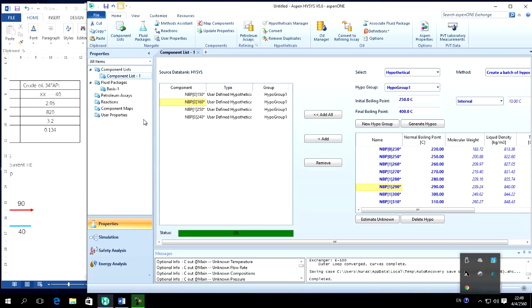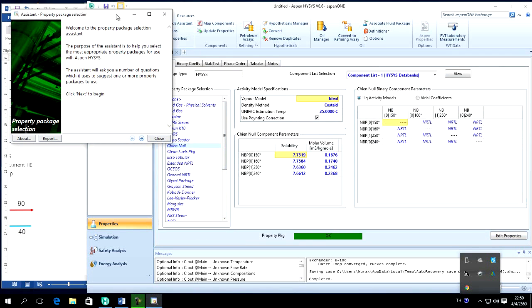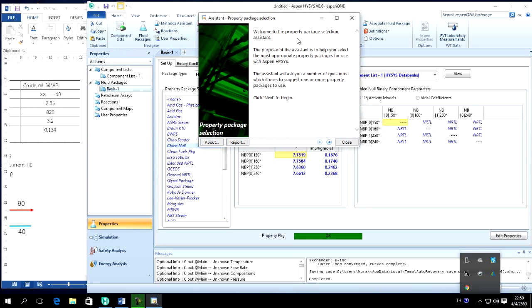Okay, now I'm done with this. So I go to the fluid package. In the fluid package, if you don't know what kind of method you're going to use, you can use this help by clicking this and then finding the component type.